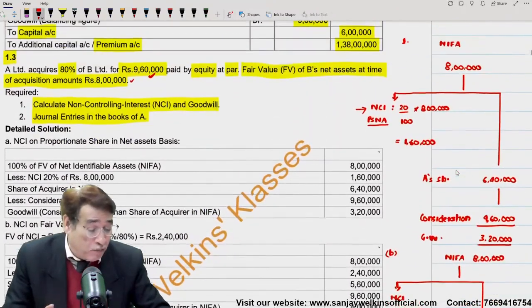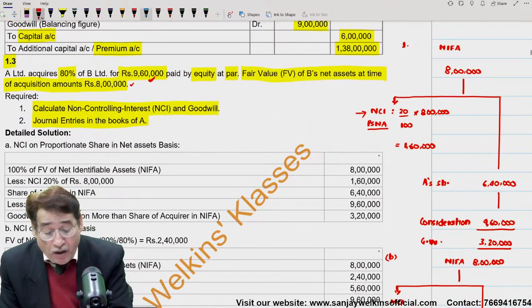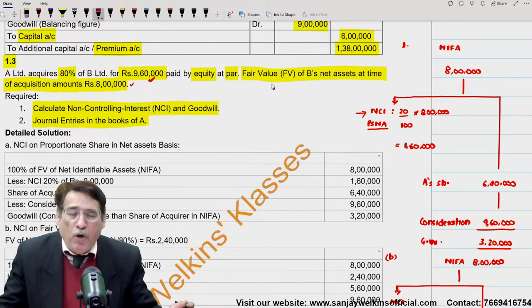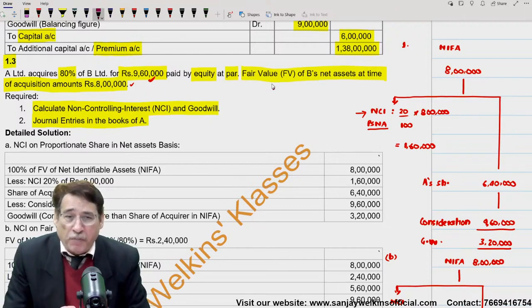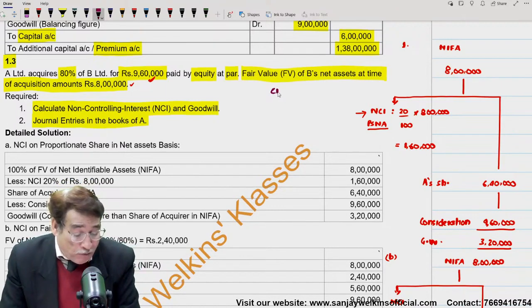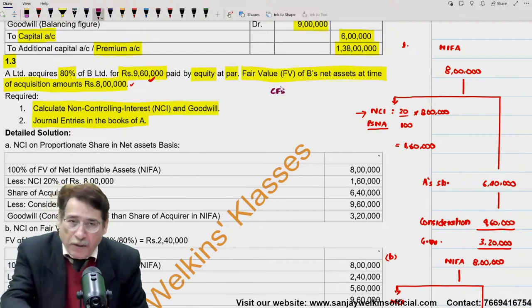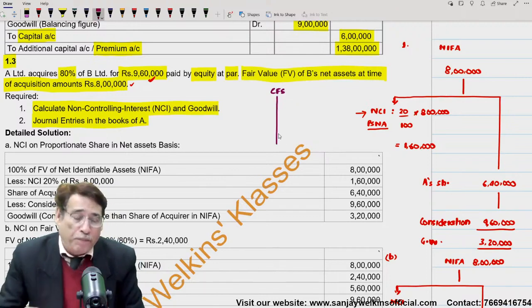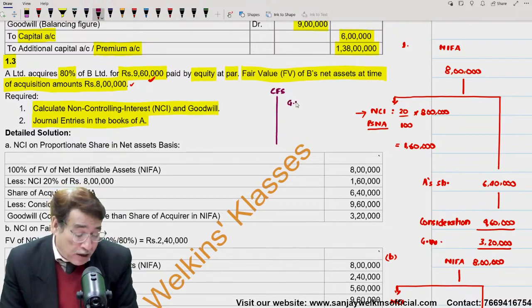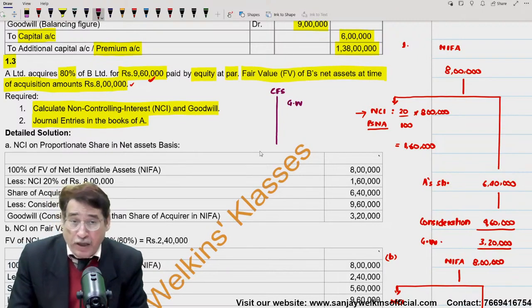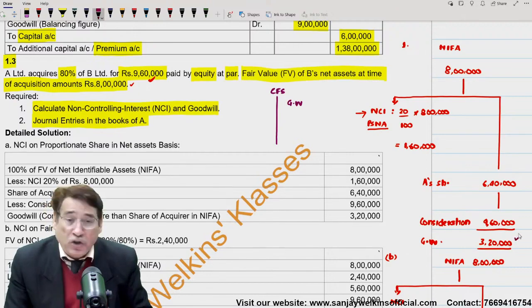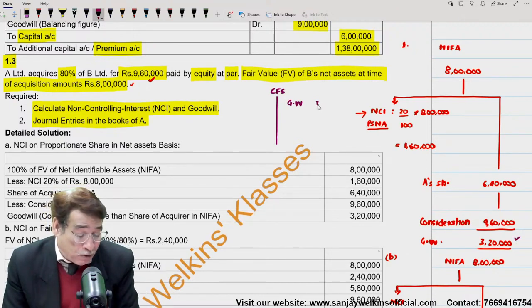How and why am I saying so? Please pay attention. Why are we doing all these things on the date of acquisition? The ultimate aim is that we have to prepare the consolidated financial statement. So when I am going to prepare the consolidated financial statement, tell me what amount of goodwill I will write here if I have computed NCI on PSNA basis. Obviously the amount of goodwill is 3,20,000, and I am going to reflect this goodwill over here.